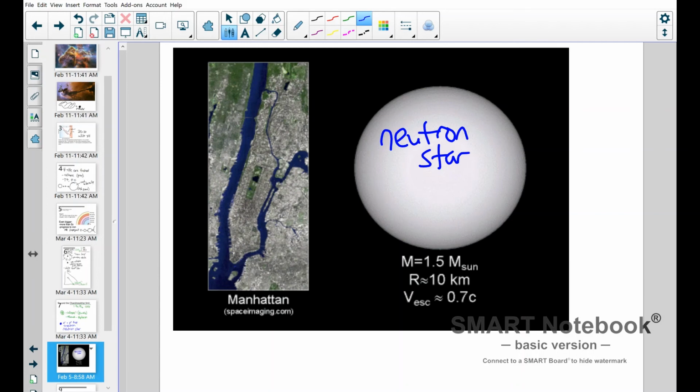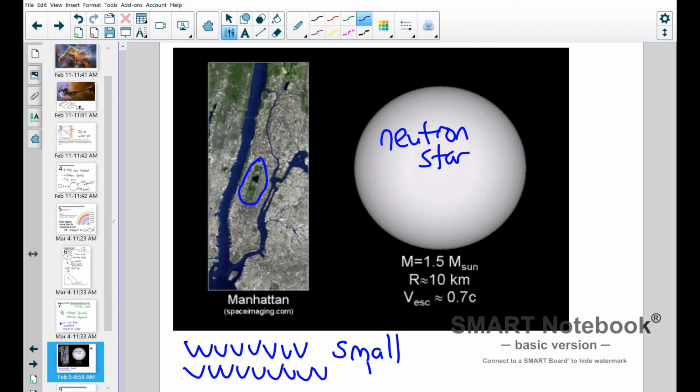So for scale on the left-hand side, we have a map of Manhattan. So this is the island of Manhattan. You can see Central Park in the center here. For scale, if any of you have been to New York. If you haven't, pull this up on Google Maps so you can see a scale of what size of a map that we are looking at here. So these are very, very small and very, very dense cores left over.